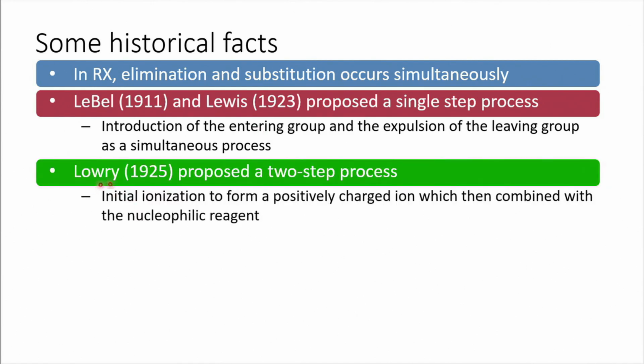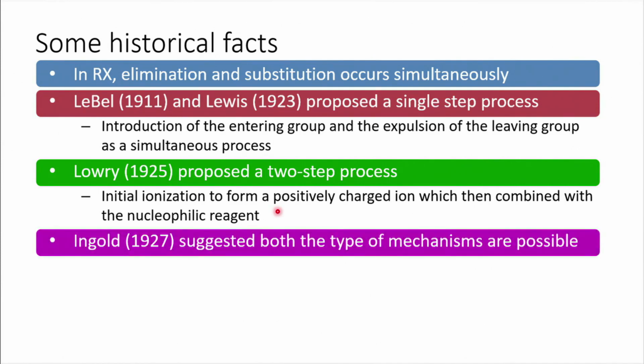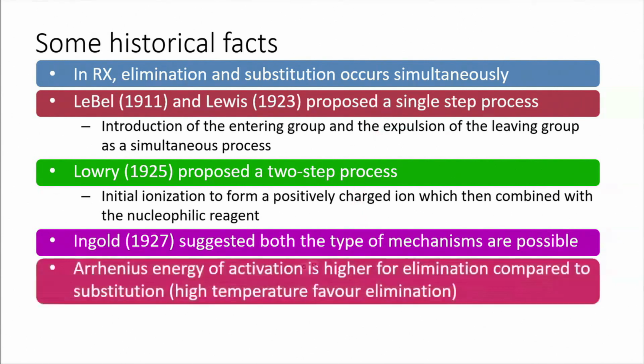In 1925 Lowry proposed a two-step process. Here the initial ionization forms a positively charged ion, which then combines with the nucleophilic reagent. This again is based on the nucleophilic substitution reaction. Ingold in 1927 suggested that both types of mechanisms are possible, because Lebel and Lewis suggested a single step mechanism and Lowry proposed a two step mechanism. In other words, the first one is an SN2 type mechanism, the second one is an SN1 type mechanism, but in 1927 Ingold suggested that both are possible. It is neither only SN2 nor only SN1, but both reactions are possible. That is what Ingold had suggested.